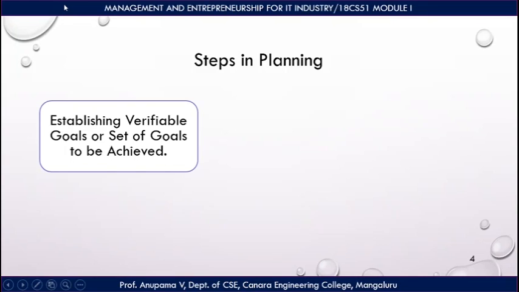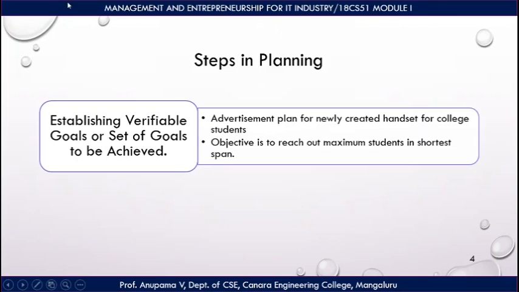Let us take an example to understand the planning process. Suppose a company operating in the mobile phone handset market has created a new mobile phone especially for targeting college students. The company wants to create an advertisement plan to quickly market the product. The objective is to reach the maximum students in the shortest time.